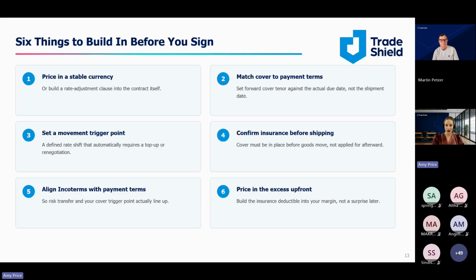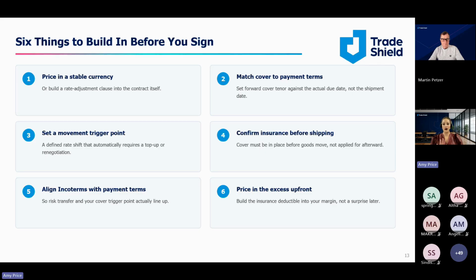Number 2 is you want to match the forward cover to the actual payment terms, not just the shipment date, which might be mismatched because something's come up. It's a surprisingly common mistake where you went with one date, but you should have worked on the other date. The third one is to set a defined movement trigger point in your agreement. It's a specific rate shift that automatically requires a top up or a renegotiation conversation, so that you're not relying on someone just noticing that the rate happened to move. You're making provision for it before you even begin.